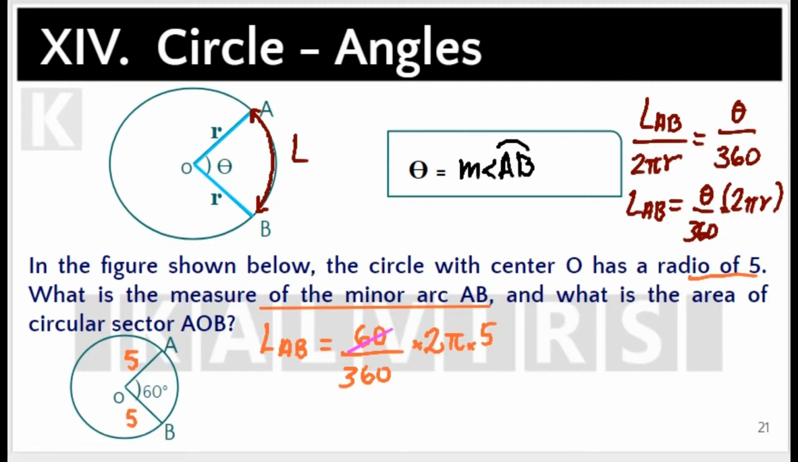Here we can cancel this one and this one. 6 here. Again, this one and this one. 3 here. Finally, the length of arc AB is 5/3 pi. Now, we need to find the area of the circular sector AOB. The circular sector AOB is this figure. So, which of the following represents the area of circular sector AOB?